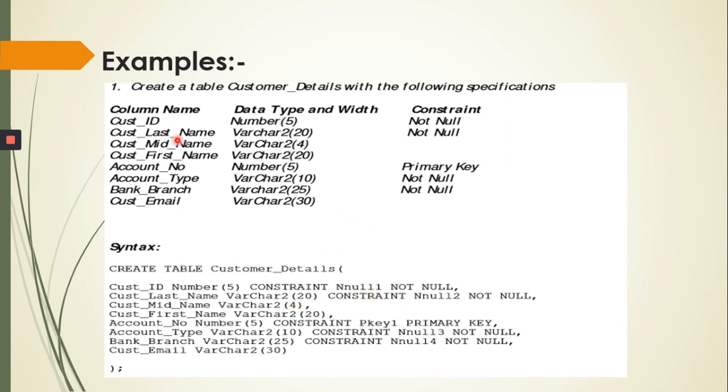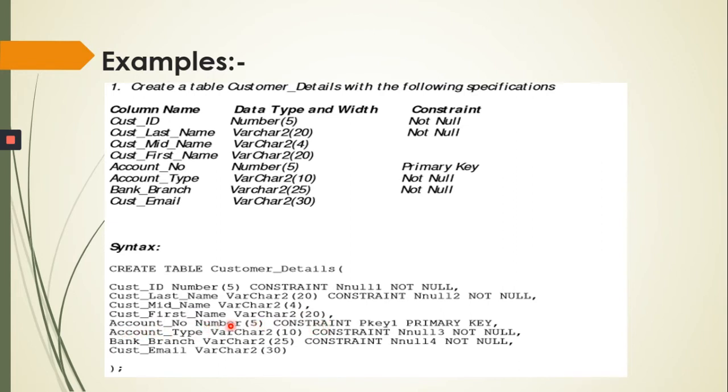Now second is customer last name, varchar2. Here we have to give another constraint, not null. So constraint, now the name of the constraint is not null 2, not null. Okay, now customer middle name varchar2, customer first name varchar2, comma. We have to use a comma between two columns.